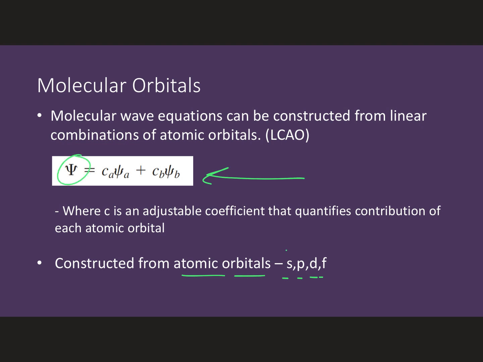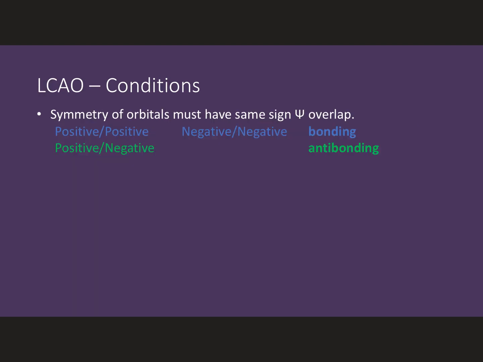So how do we add all of these orbitals together to form those molecular orbitals? That's the goal of this, and that's why it's going to be a really robust theory, because we're building it off of all these useful pieces. There are a few conditions for us to use linear combinations, specifically that the orbitals must have the same sign of the wave function when they overlap to give us some sort of bonding interaction.